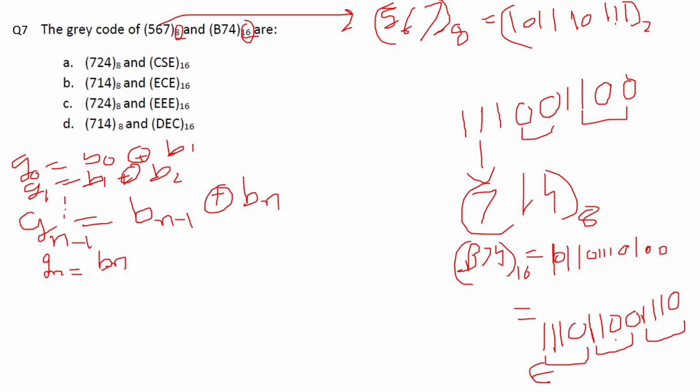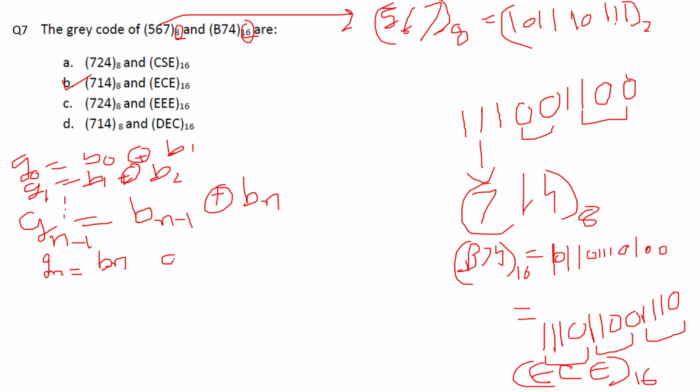And this is 1 0 0 0 1. So 1 1. So this is 1 1 1 1 0 0. 8 plus 4 is 12, so that is C. And then finally we have E. So this is ECE. So this is 16. So 748A in octal, and ECE in hexadecimal.